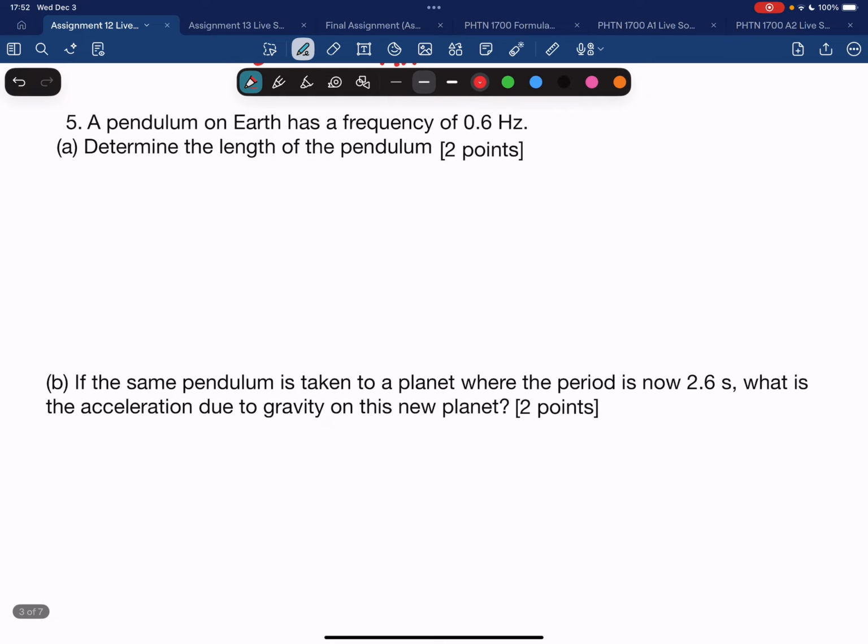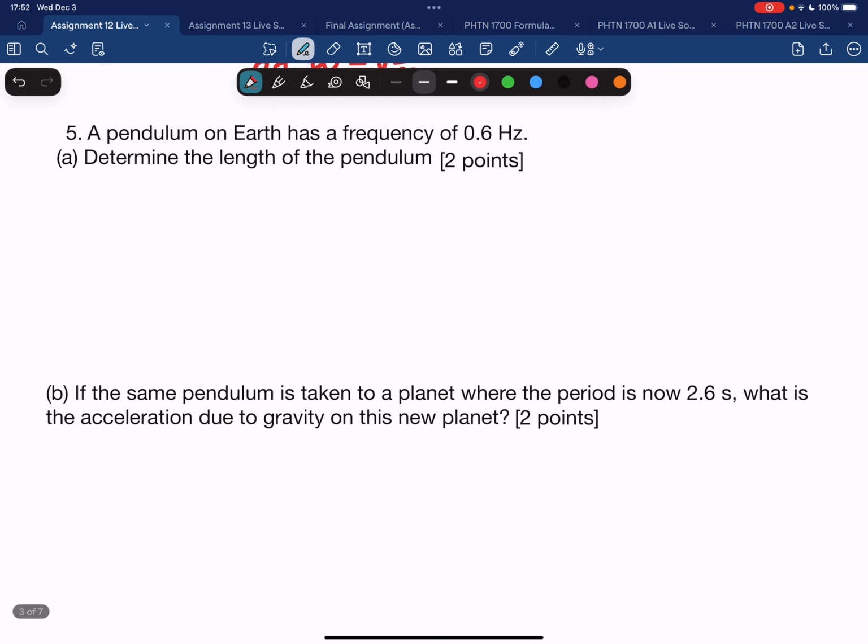5. A pendulum on Earth has a frequency of 0.6 hertz. Determine the length of the pendulum. 2 points. So I'm going to go ahead and use my frequency formula, because this time I'm given frequency. So that's equal to 1 over 2 pi times the square root of g over L. Awesome. So we want to find the length of the pendulum.